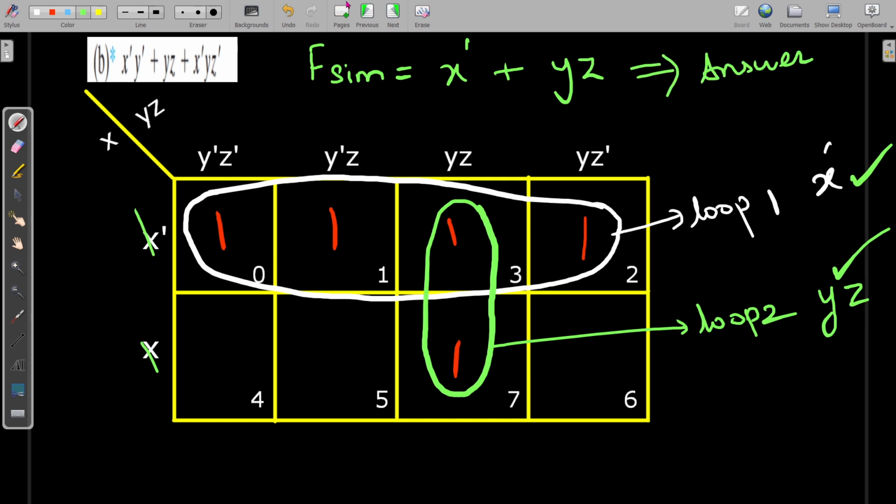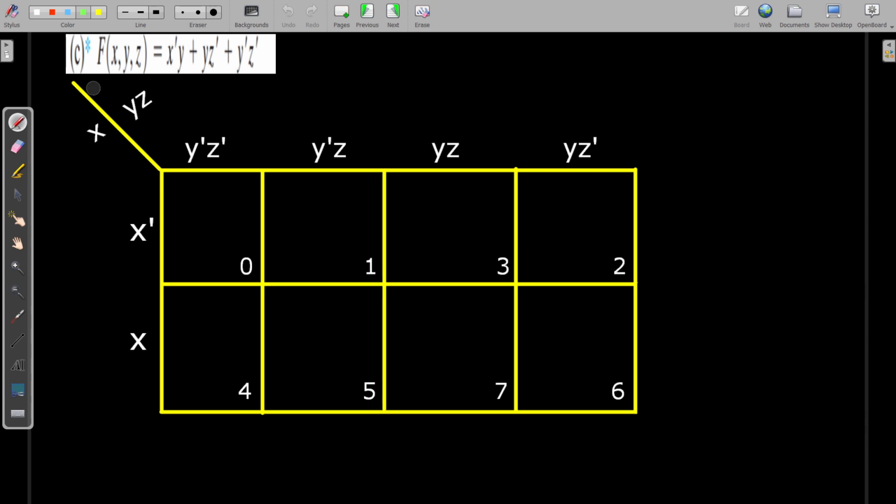Now we move on to the next problem, that is the C problem, that is f of x comma y comma z is equal to x dash y plus y z dash plus y dash z dash. So we have to place the ones corresponding to this term. The first term is x dash y. So this x dash is considered, and this y means here these two contain y. So these two ones, okay. So the first term is over.